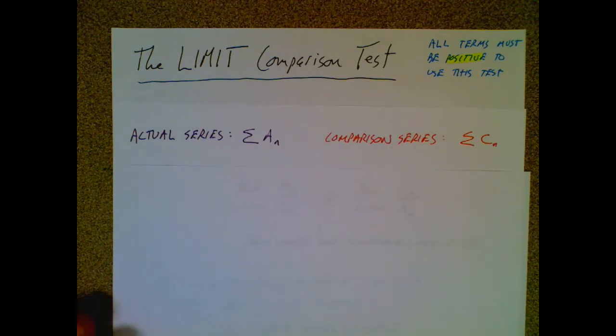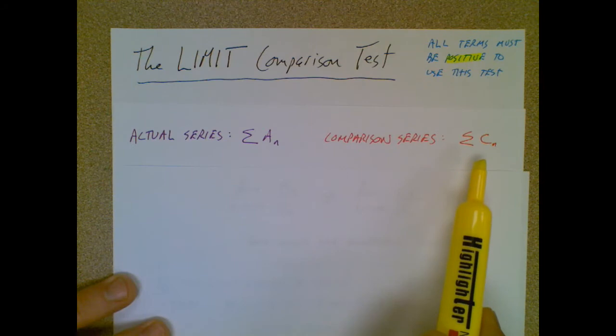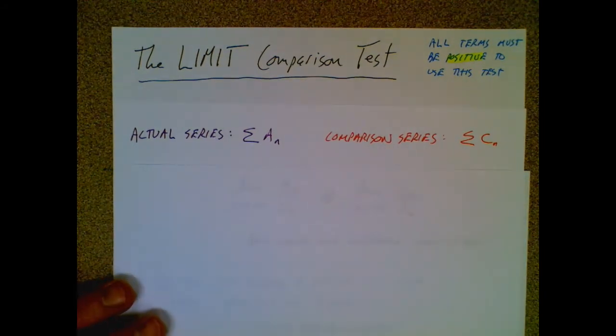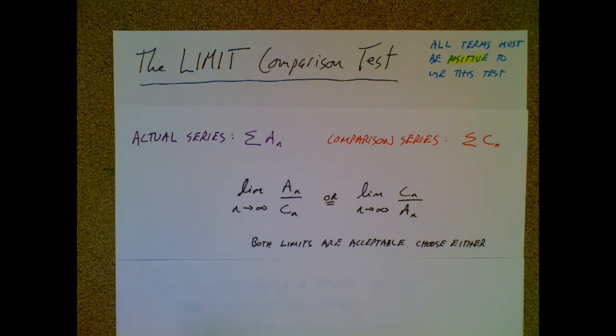And just like the direct comparison test, in the limit comparison test you'll have an actual series, and then out of thin air, guided by your intelligence and practice, you will choose a comparison series. And like the direct comparison test, you'll choose this comparison series based on a hunch on whether or not the actual series is convergent or divergent. Once you've chosen your comparison series, you're going to set up a limit that's a fraction of your two series. And it doesn't matter if you put the comparison series in the numerator or the denominator. You go whatever path you want, but you're going to compute that limit.